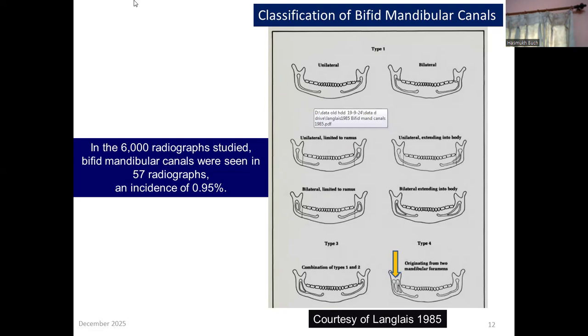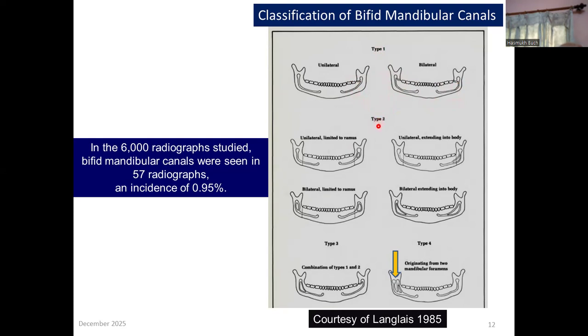Here it is. Now see in this one, one branch is shown there, going behind the last molar. This is unilateral, but it may be bilateral like this. This is retromolar, they have called it type 1.